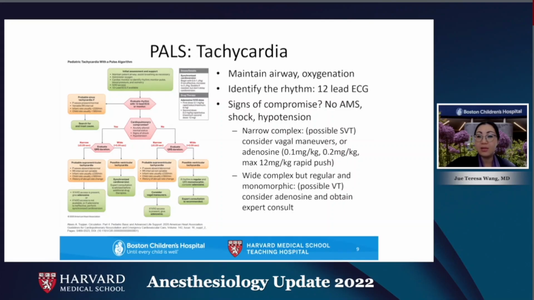If the complex determined is not narrow complex but wide complex, regular, and monomorphic, the rhythm could possibly be ventricular tachycardia. Treatment would still be to consider adenosine and also obtain expert consult as long as the patient remains hemodynamically stable without signs of acute compromise.